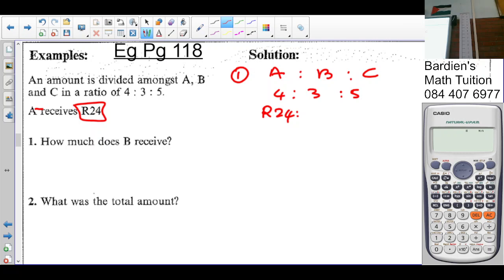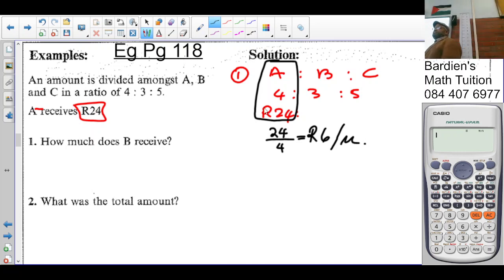So what I first need to do is, I need to know what is the value per unit. Not so. And how do we do that? You say 24 divided by 4, which gives us 6 rand per unit. Not so. The question says how much does B receive? So how many units does B get? 3. So therefore, B is going to give you 6 times 3, which is 18 rand.